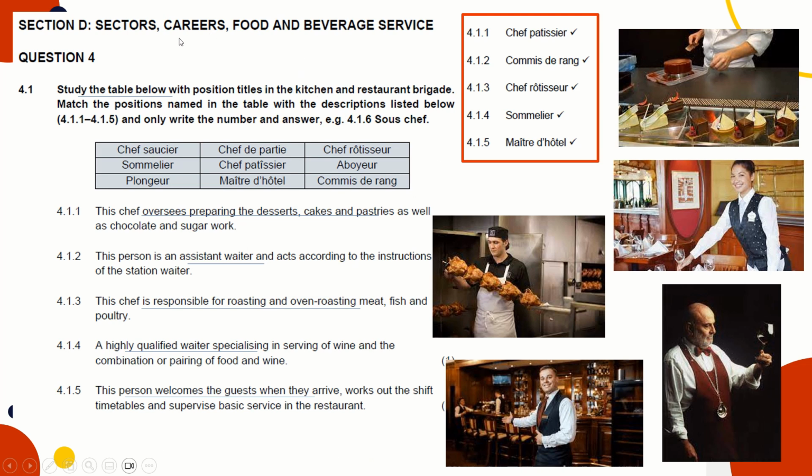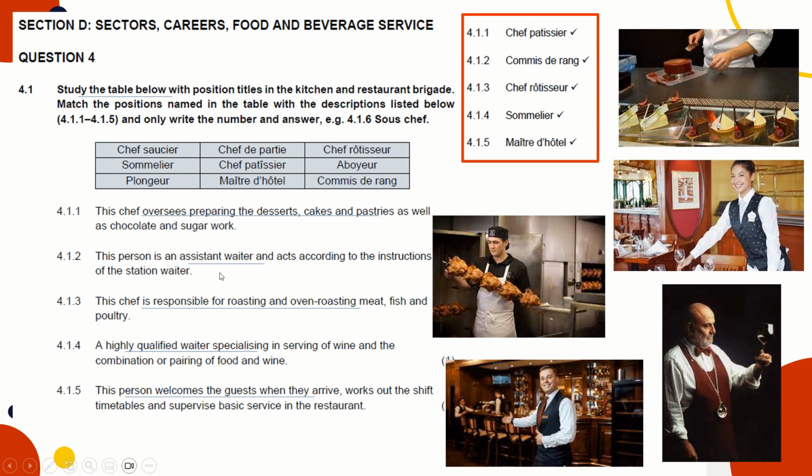Section D is on sectors, careers, food and beverage service. In question 4, you need to study the table below with the positions and titles of the kitchen and the restaurant brigade, and you need to match these positions in the table with the descriptions below. The first one is the chef that oversees the preparing of desserts and cakes. That is the chef pâtissier.